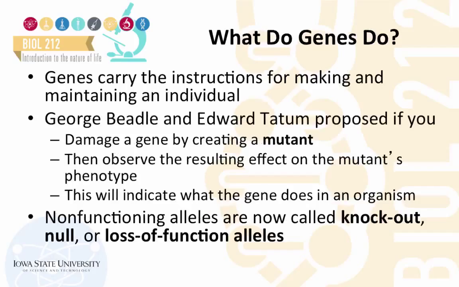It was already understood that genes carry the instructions for making and maintaining an individual. George Beadle and Edward Tatum proposed that if you damaged a gene by creating a mutant and observed the resulting effect on the mutant's phenotype, meaning the physical traits that the organism develops, this would indicate what the gene does in an organism. So it would indicate the gene's typical function in an organism. The mutants that they created are now known as knockout, null, or loss of function alleles.